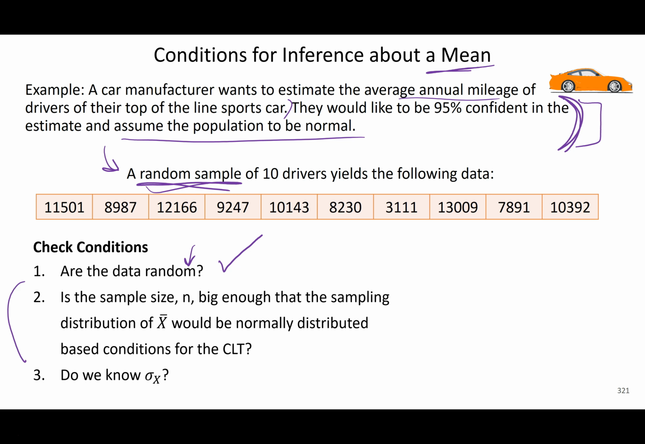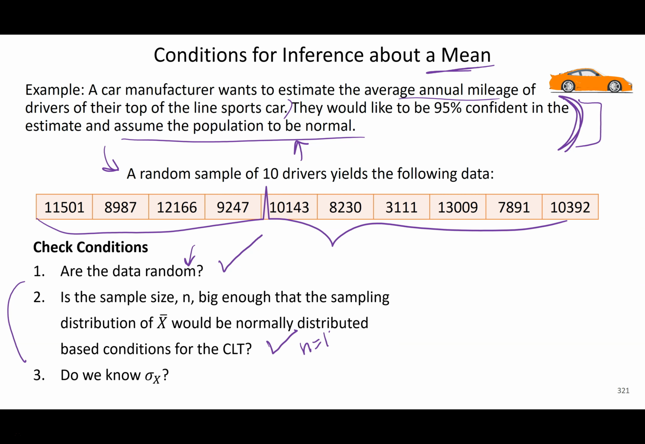Then we want to know, hey, is our sample going to be big enough that the central limit theorem will kick in? So 10 is not very big. But we know that the population is normal. At least that's what we've been told. So yes, n is 10, but the population is normal. And then, do we know the standard deviation of the population? This is no longer true.